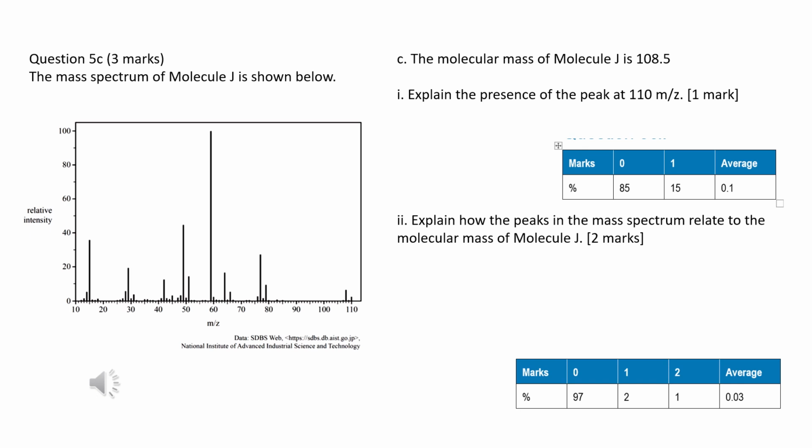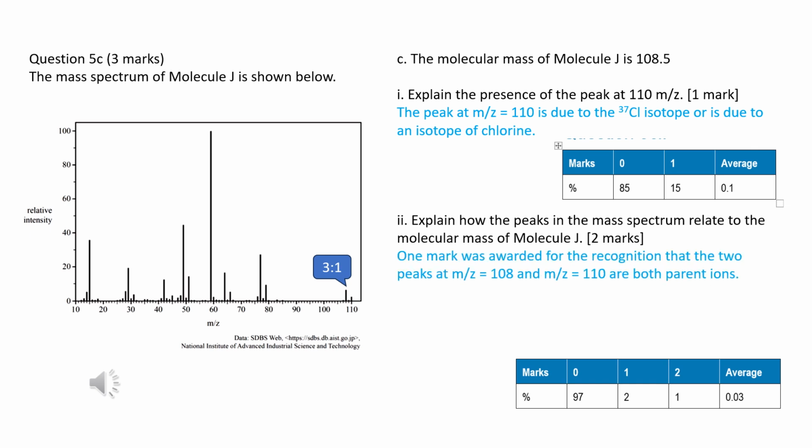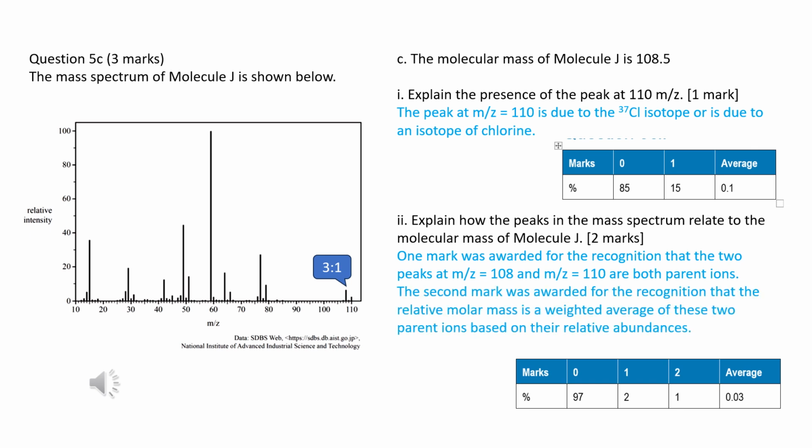The ratio of peaks at 108 to 110 is 3:1, so the compound must contain chlorine because the abundance of chlorine-35 is 3 times that of chlorine-37. The peak at 110 is due to chlorine-37. Both peaks at 108 and 110 are parent ions. Since the relative molar mass is a weighted average of these two parent ions, the molecular mass of molecule J is not a whole number.